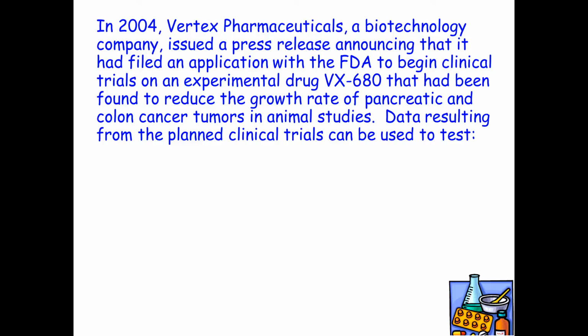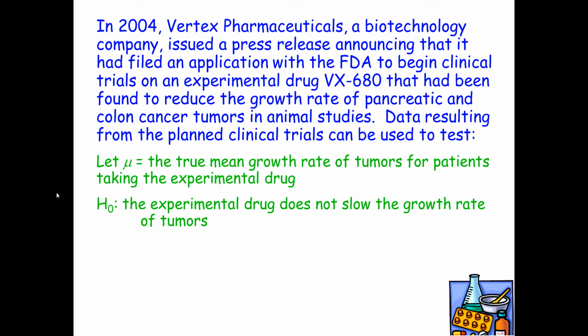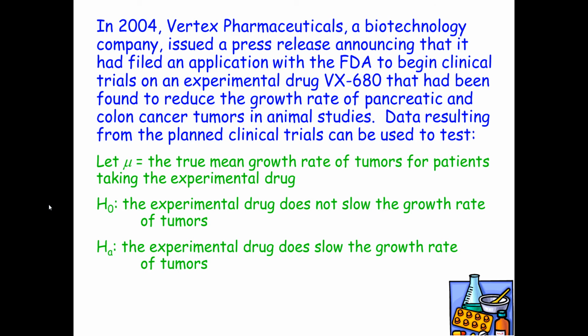Now remember, a null hypothesis is something that holds the status quo. So your null hypothesis is going to be that the experimental drug does not have an effect on the growth rate. Remember, a null hypothesis is all about saying nothing changes. Null, nothing changes. H naught or H null. And the alternative is that yes, the drug does slow the growth rate.